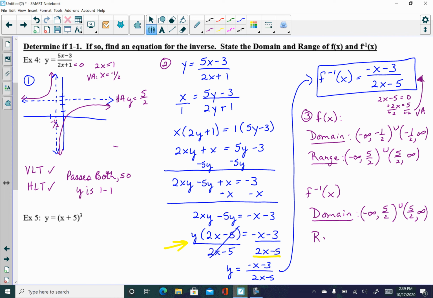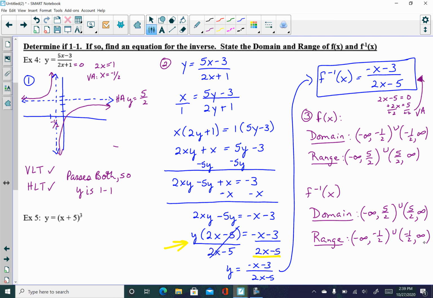Then think about your range. Your range was associated with your horizontal asymptote. Look and see what your horizontal asymptote here would be. Take the coefficients, as the degree is the same on top and bottom, and you have negative 1 over 2. So sure enough, here my range is going to go from negative infinity to negative 1/2, and then negative 1/2 to infinity.